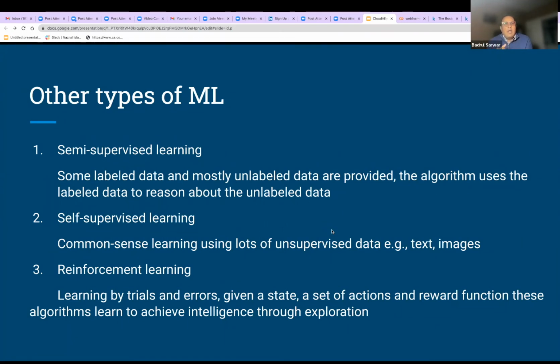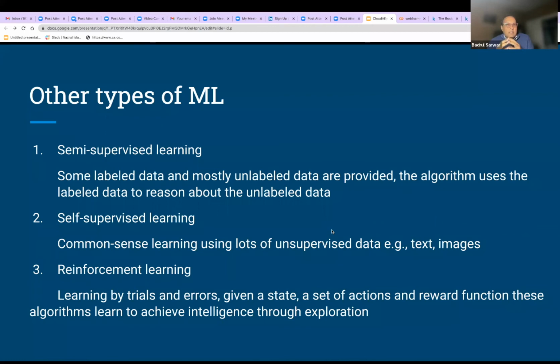In that respect, there are algorithms called semi-supervised learning, where we provide some labeled data and lots of unlabeled data, and then use the algorithm in a clever way so that it can actually tell us what data needs to be labeled next, and by using a small labeling budget, we can achieve a much better algorithm.